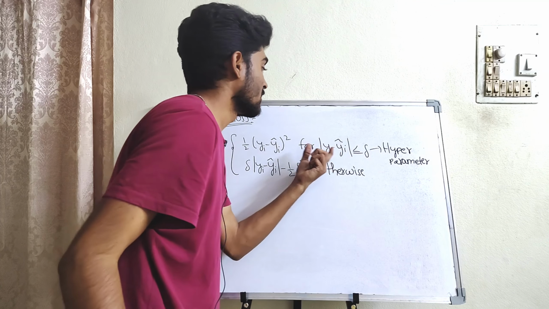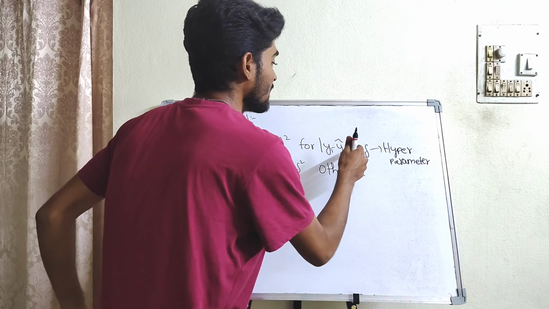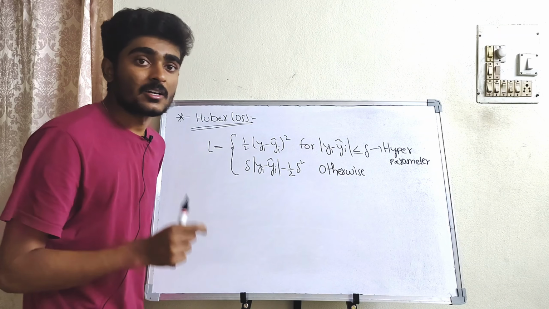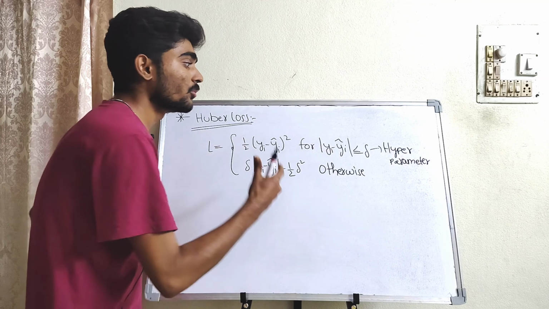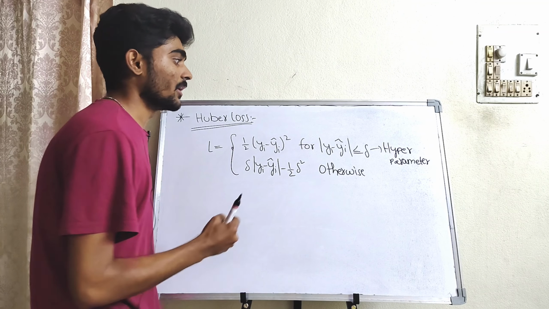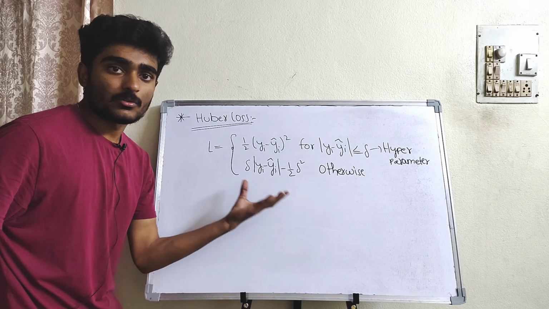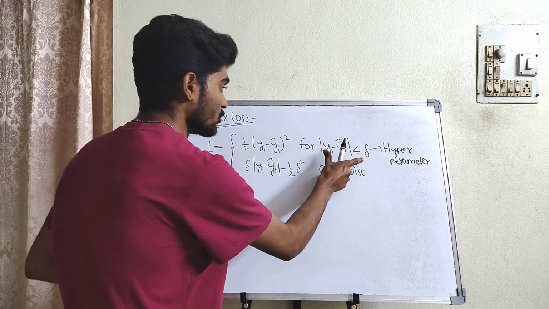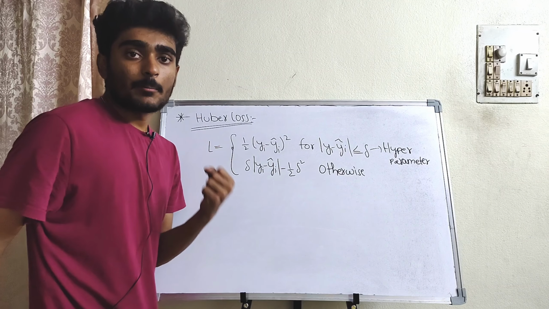What is this condition? The modulus of true output minus predicted output is less than or equal to this delta. This delta value is a hyperparameter. You yourself need to set this delta value. If this condition is false, it behaves as an MAE loss. When the condition is true, it behaves as an MSE loss. When the condition is false, it behaves as an MAE loss.